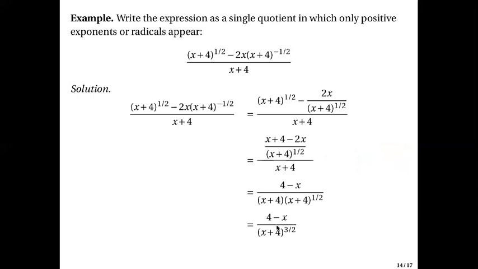So 4 minus x all over x plus 4 raised to 3 halves. So x plus 4 raised to 1 times x plus 4 raised to 1 half, that is equal to x plus 4 raised to 3 halves. Okay? Question?